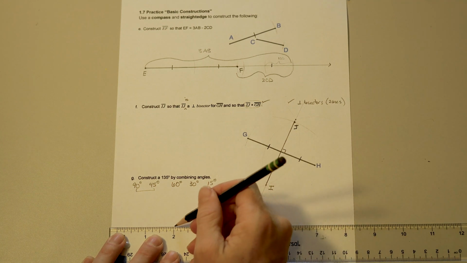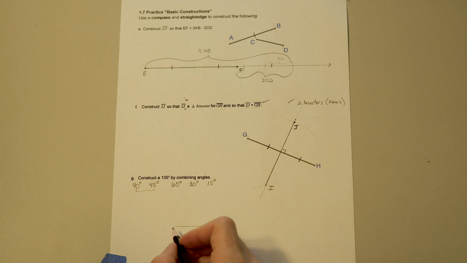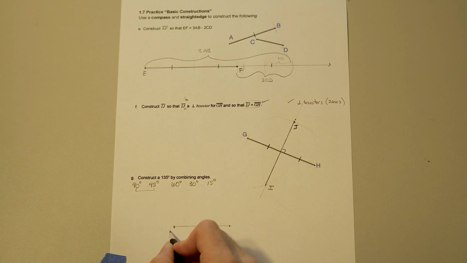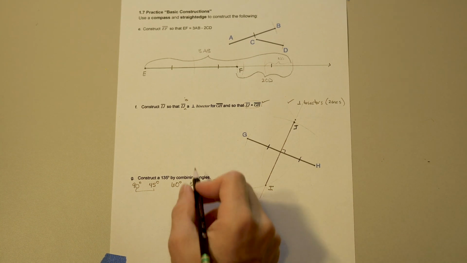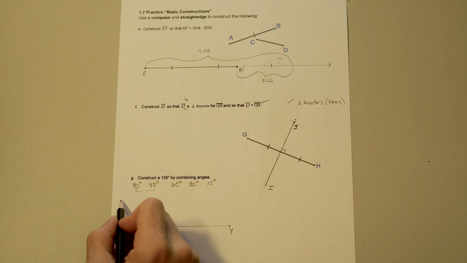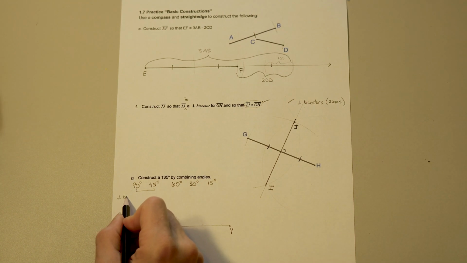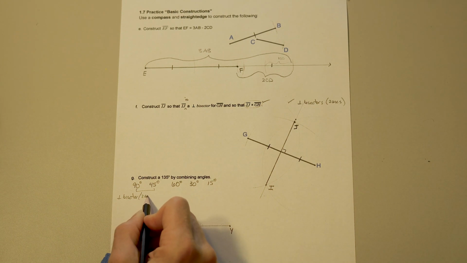start with a segment right here. Let's call it XY. And let's do a perpendicular bisector on this. How many arcs do we need? We're going to do a perpendicular bisector. How many arcs? 2.